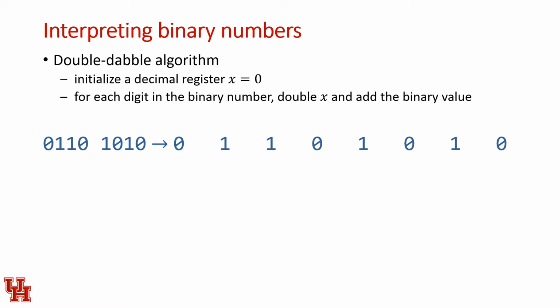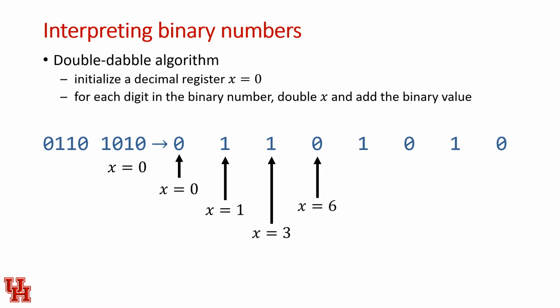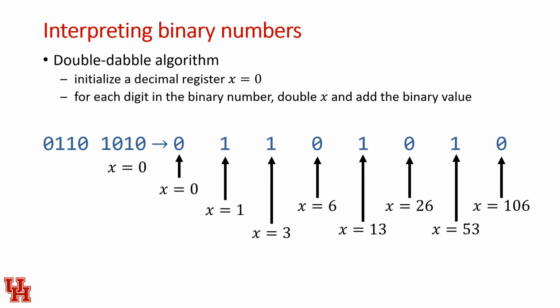Now let's look at a longer 8-bit value, 0, 1, 1, 0, 1, 0, 1, 0. First, we initialize our register to 0. The first bit encountered is 0, so the register doesn't change. The next bit sets our register value to 1. Doubling this value and adding the next bit reassigns the register value to 3. Doubling that reassigns x to 6. Doubling and adding the new bit 1 gives us 13. Doubling gives us 26. The next one gives us 53. And finally, doubling and adding the last bit, 0, gives us the final decimal representation, 106.